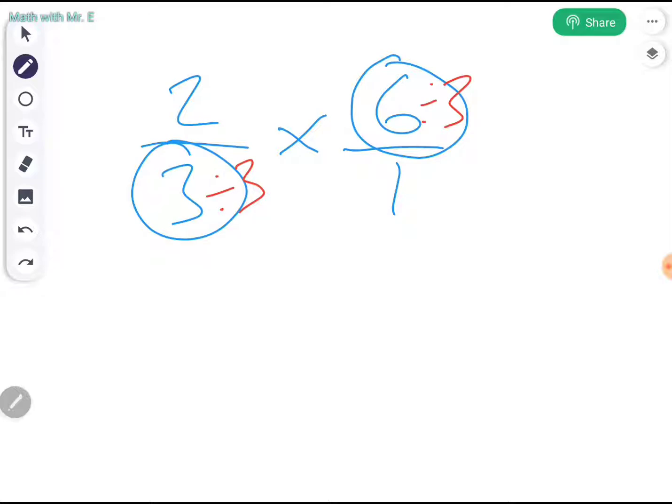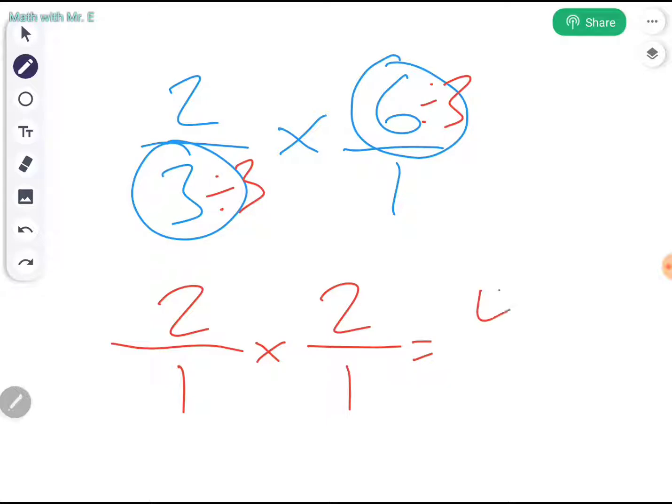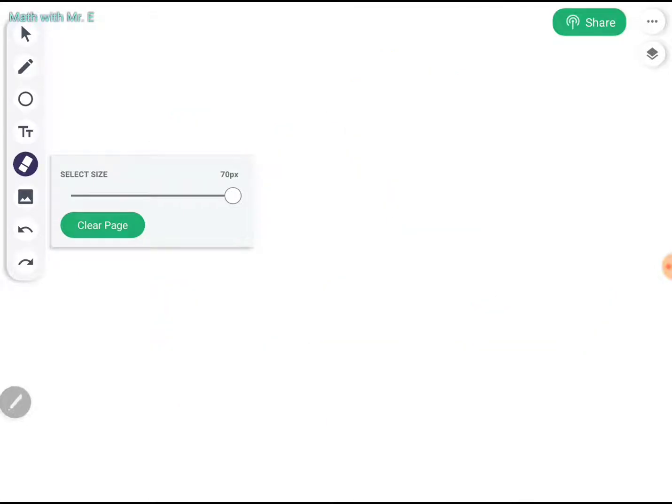3 divided by 3 we know is 1, so I'm just going to rewrite this down here. 2/3 divided by 3 is 1. 6 divided by 3 is 2, and that's still 1. So now we have 2/1 times 2/1, and that equals 4/1, which just equals 4. So in this case, we didn't have to do any simplifying by dividing 12 by 3. Let's do another example problem.